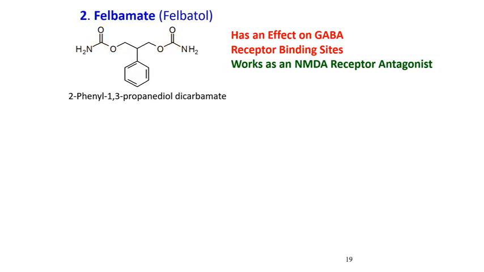It is having dual mechanism of action. It is acting on the GABA binding site. At the same time, it is known to be an NMDA receptor antagonist. NMDA is an excitatory receptor, so by acting on this NMDA receptor as an antagonist, it suppresses the CNS stimulation.